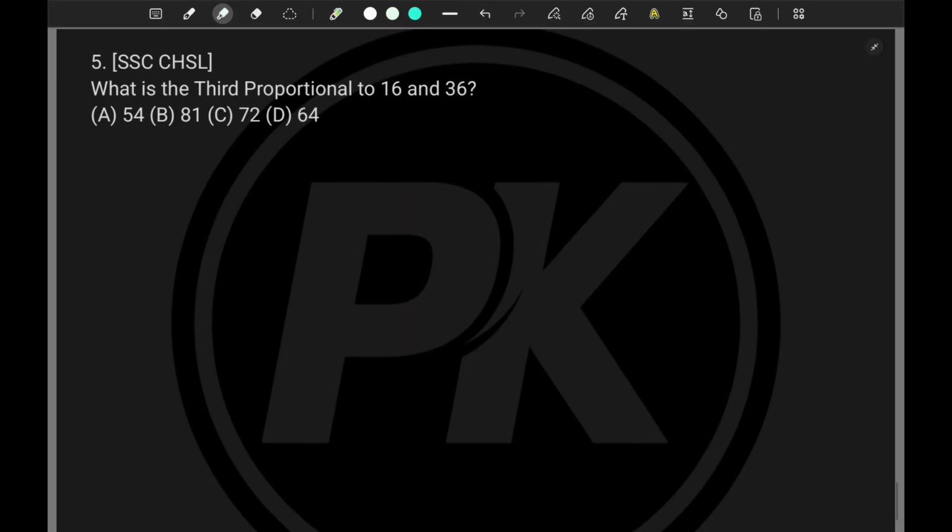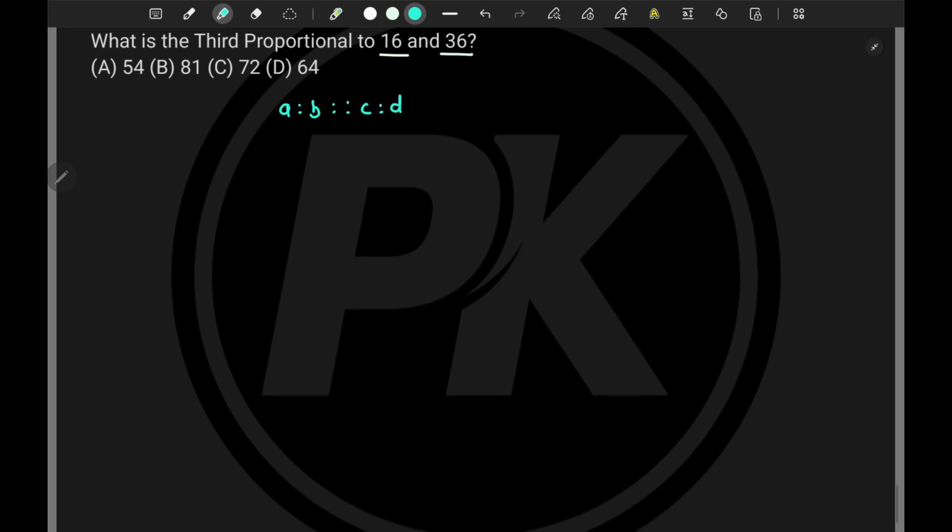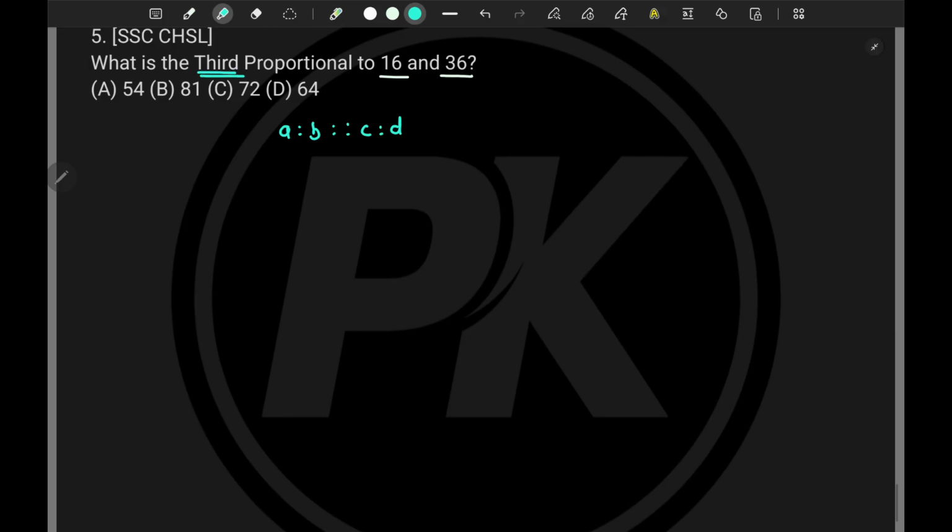Let's move to problem number 5. This problem was asked in the SSC CHSL examination. The problem is: what is the third proportional to 16 and 36? We have seen the third proportional. Again, if you don't remember anything, first write down this formula: A is to B is in proportion with C is to D. Now we have to find the third proportional. These are the extremes and this is the mean proportional. So this is first, this is second, and this is third, but this comes under mean proportional, so let's consider this as the third.